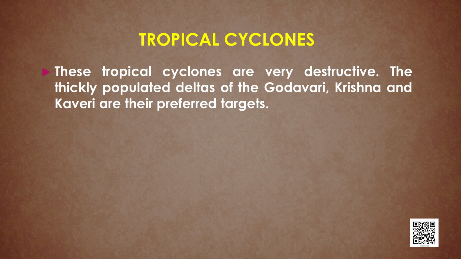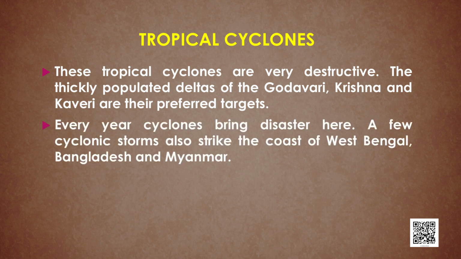Try to recall, try to find out the names of these cyclones which hit the eastern coast every year. The eastern coast, particularly the deltas of the Godavari, Krishna and Kaveri, are their targets. This area gets torrential rainfall. So, every year cyclones bring disaster to this region. A few cyclonic storms also strike the coast of West Bengal, Bangladesh and Myanmar, but they are not as destructive as on the eastern coast.